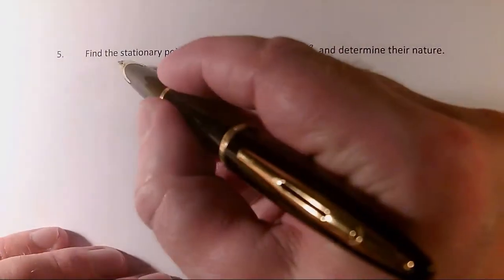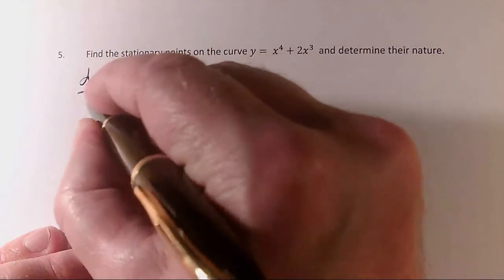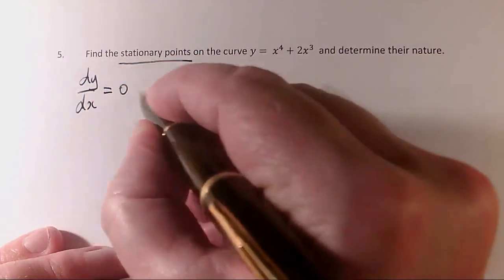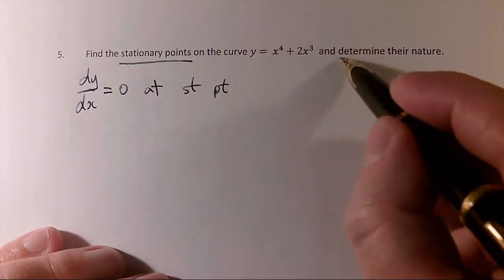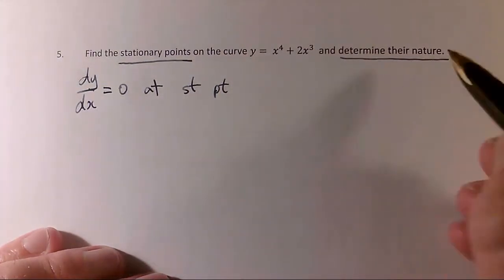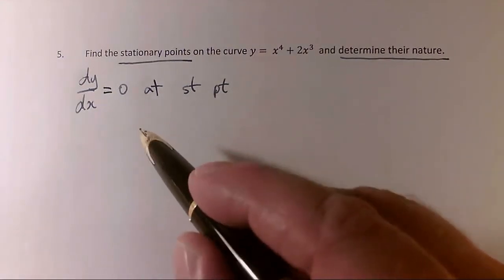Okay, this is a question about stationary points, so I'm going to be using that dy by dx equals 0 at a stationary point. But I'm also going to later on have to determine their nature, so I'm going to have to find out what kind of stationary points they are. It might be a maximum point or a minimum point or one that isn't either. So we'll start anyway just by finding what the stationary points are.